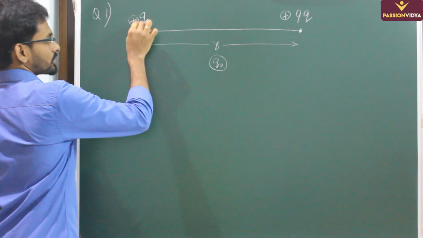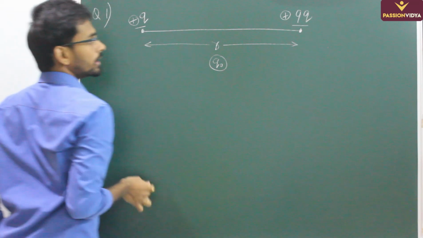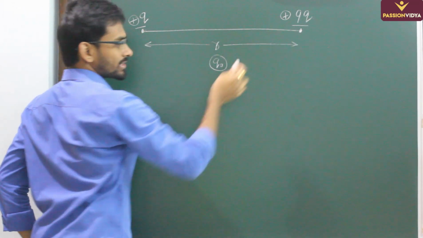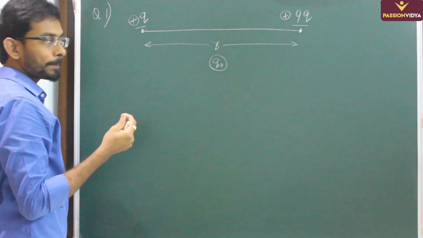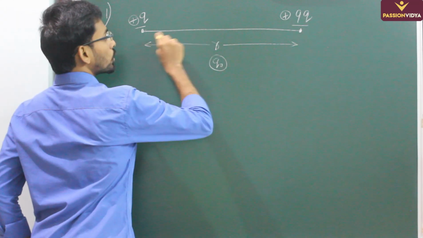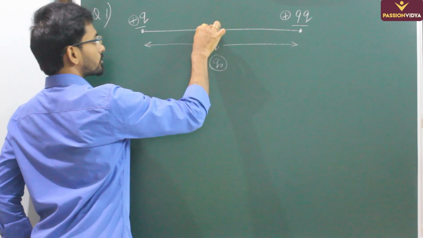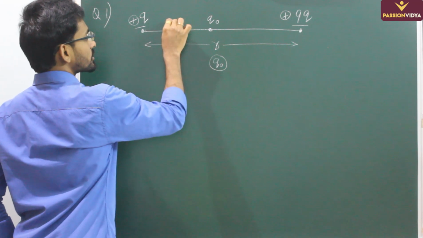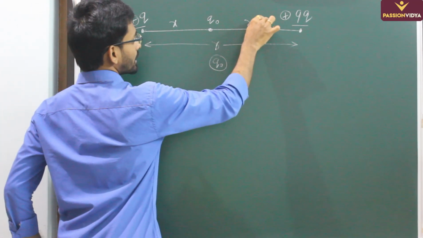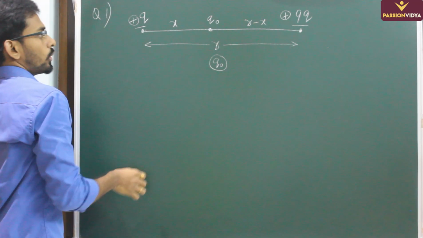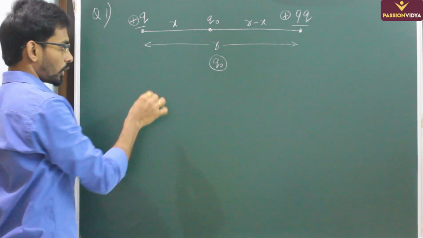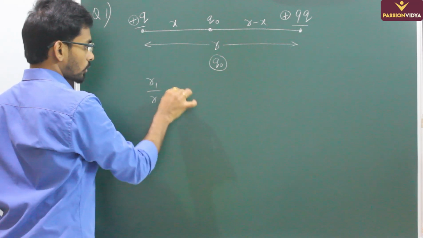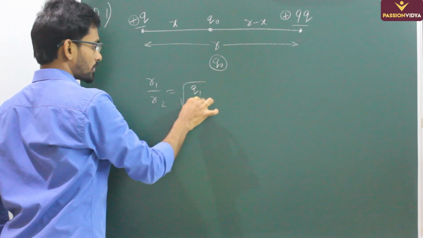So we already discussed these two are like charges. Whenever q1 and q2 are like charges, the equilibrium is possible only in between q1 and q2. So that is somewhere here. Let us keep q0 at this point. Let us say this distance is x, so this will be r minus x. Now we can use the second expression we got, that is r1 by r2 is equal to under root of q1 by q2. So we can substitute in this.